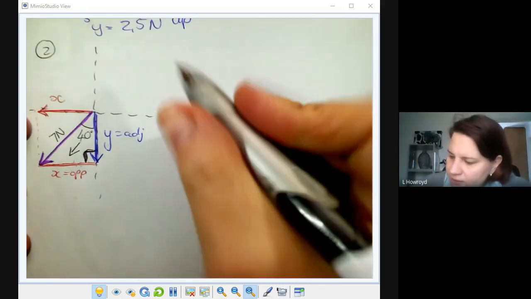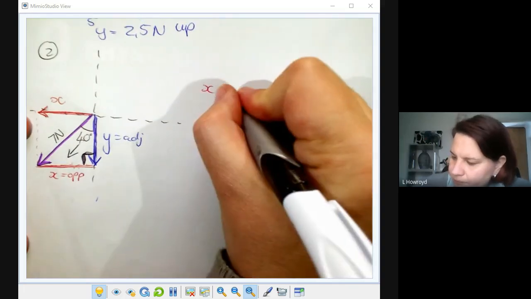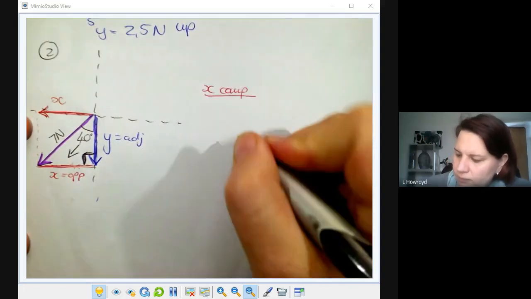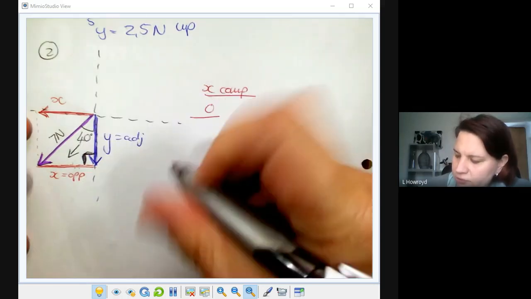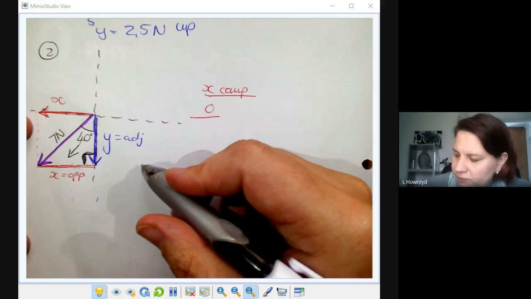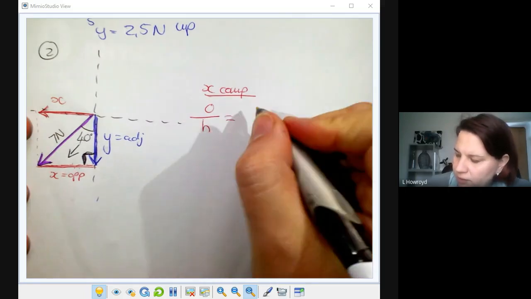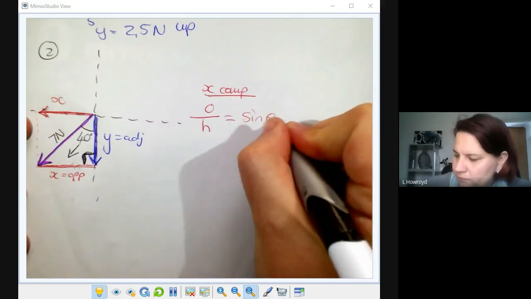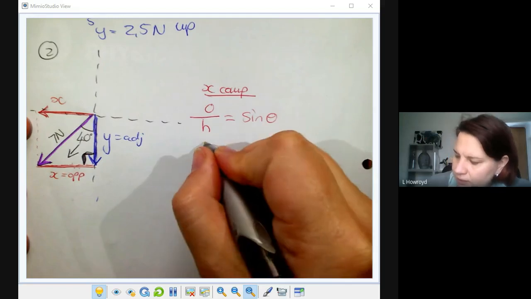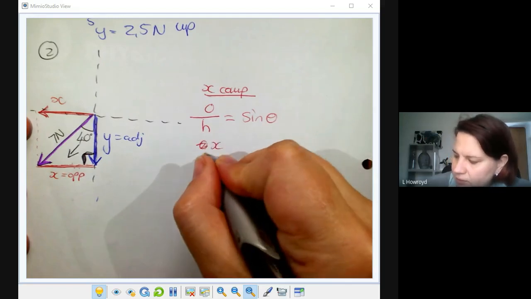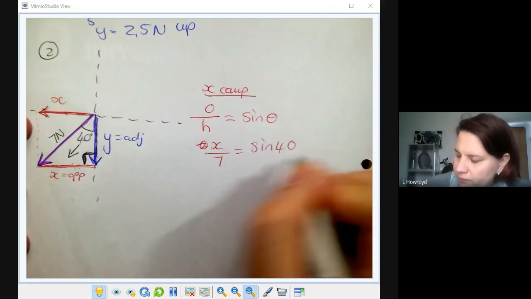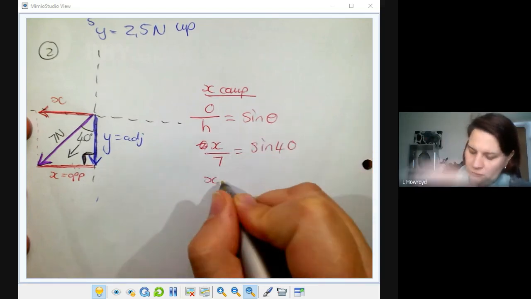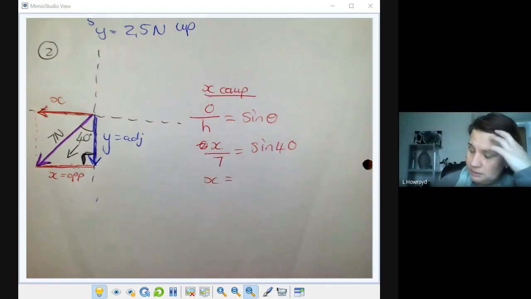Okay, so let's do the x component again. I have opposite over hypotenuse, because the hypotenuse is the one you've been given. So you must use the one you've been given. That is equal to sine theta. Opposite is my x over 7, and that is sine of 40. So if you do that, it will be 7 sine 40.